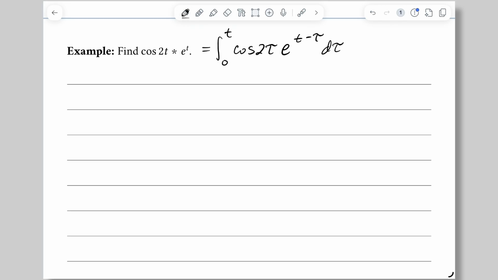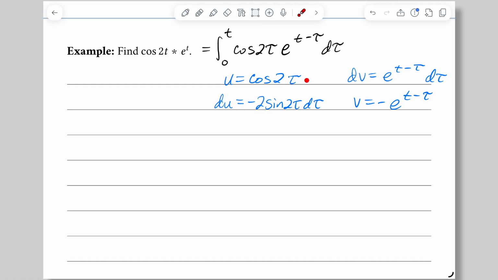Well, this is going to be integration by parts, and we have a product of a cosine and an exponential, so it's going to take 2 rounds. Let's see if we can do this a little bit quickly here. Setting u as the cosine of 2 tau and dv as e to the t minus tau d tau, I'm going to also relabel the integral. I'm going to call it I, and I is going to equal negative e to the t minus tau times the cosine of 2 tau, and that's going to be evaluated from 0 to t.